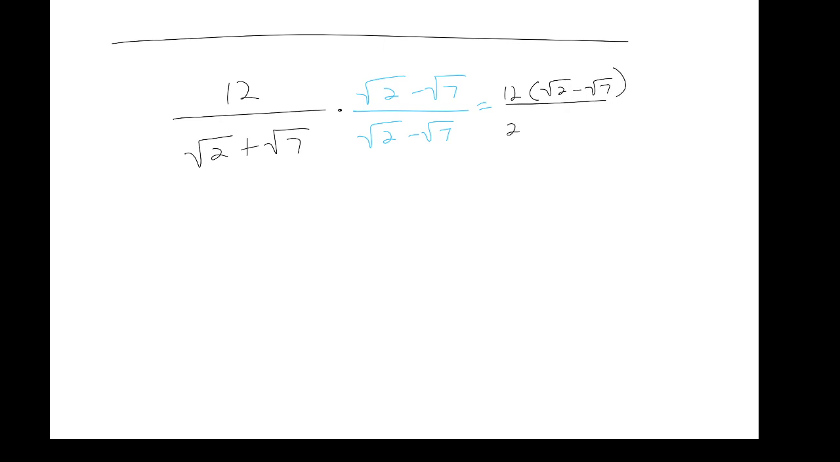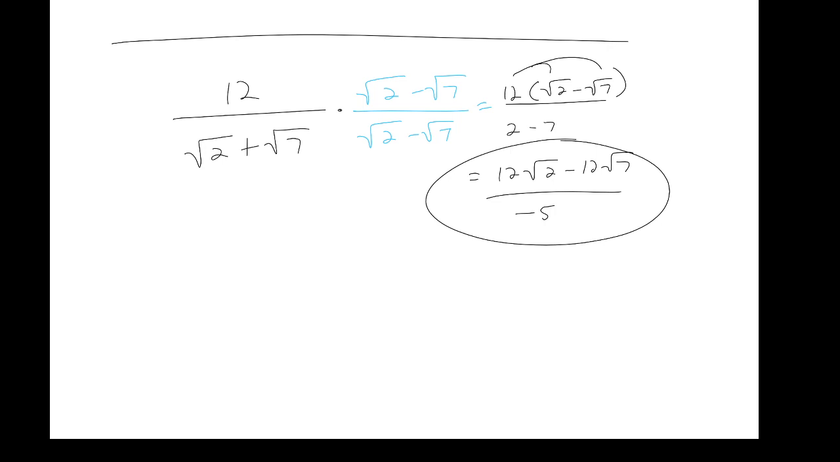Rad 2 times rad 2 is 2. Outer and inner are going to cancel, right? Plus rad 14 minus rad 14. And then positive rad 7 times negative rad 7 is negative 7. Okay? Distribute. I have 12 rad 2 minus 12 rad 7 over negative 5. That's my answer.